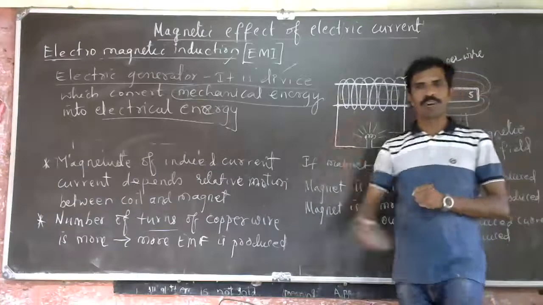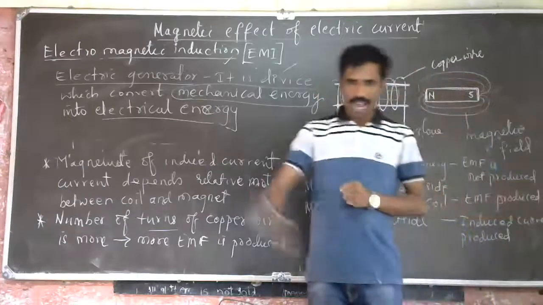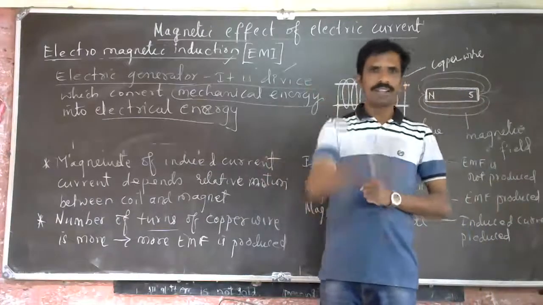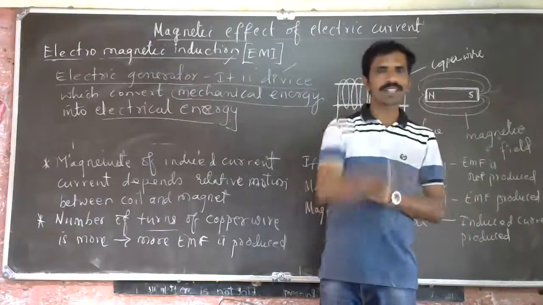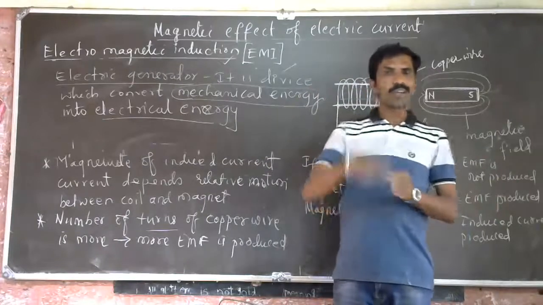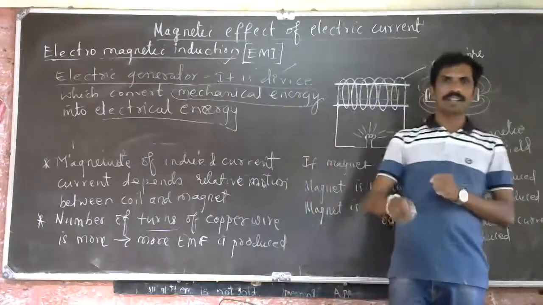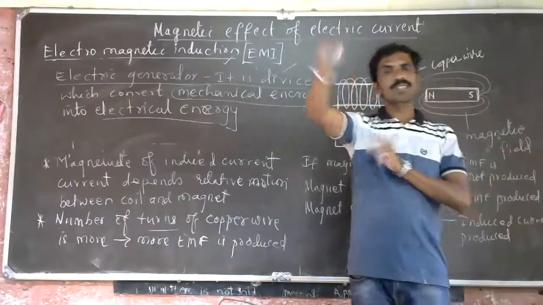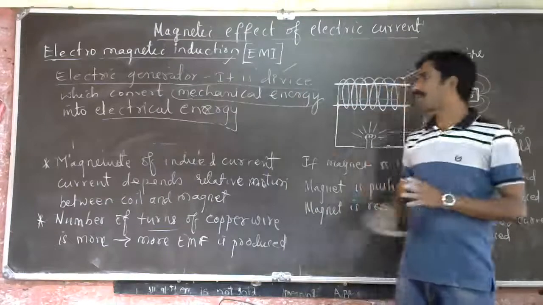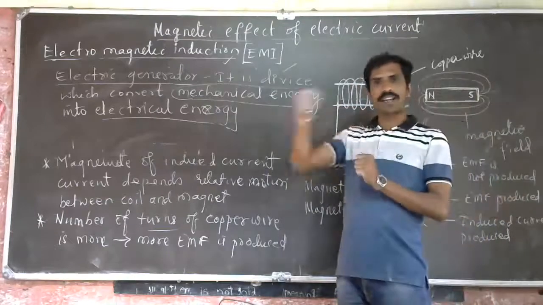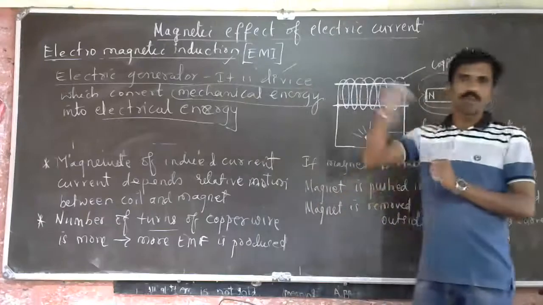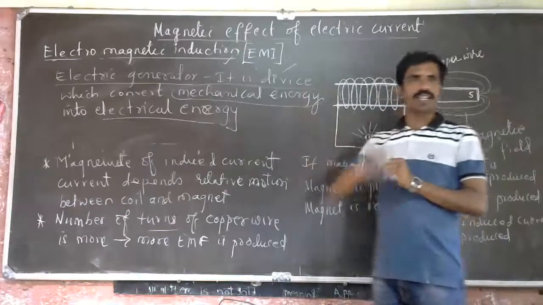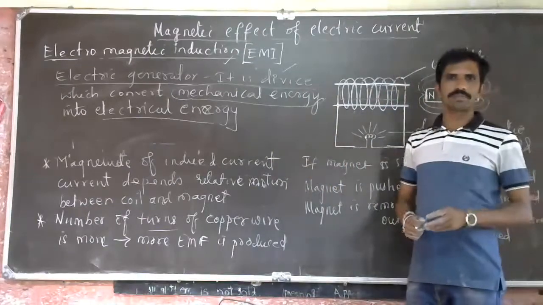A hand dynamo is there. We will rotate the shaft. We will rotate the armature by our hand, and there is a change in the magnetic field inside the generator. That's why mechanical energy is converted to electric energy. We are rotating the shaft of the generator, and electricity is produced.